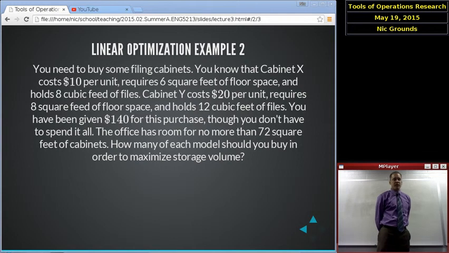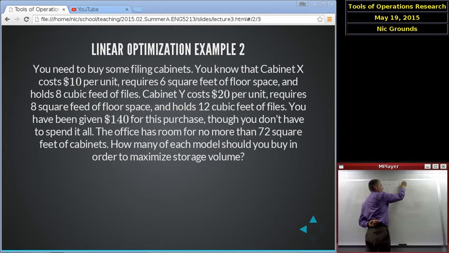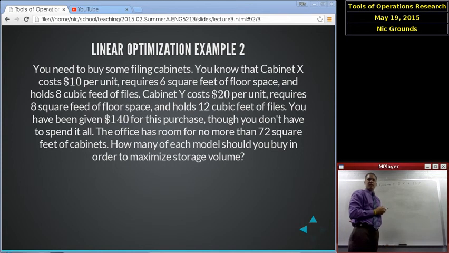Okay, so we have 2 things to decide: how many X cabinets to buy, how many Y cabinets to buy. So I'll just use X and Y. Our objective we want to maximize is storage volume. And storage volume is, well, if every X cabinet gives us 8 cubic feet, then 8 times X, the number of X cabinets, plus 12 cubic feet times Y, number of Y cabinets, gives us how many cubic feet of storage space we'll have. So that's our objective, volume, 8X plus 12Y.